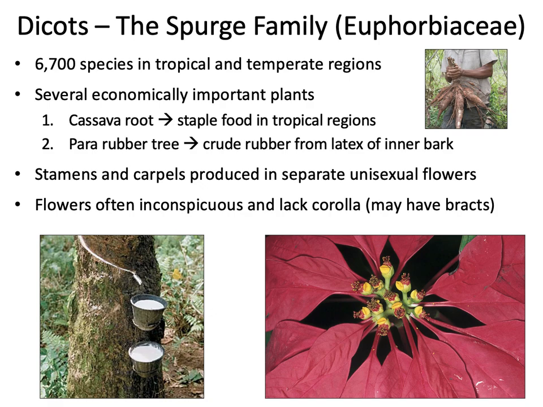The stamens and carpels are produced in separate unisexual flowers in the spurge family, and the flowers are often inconspicuous and lack a corolla. So therefore, to attract pollinators, they often have bracts. For example, we can see a picture of poinsettia, and that poinsettia is a flower that you might see in the holidays for sale at Trader Joe's or at grocery stores, and it has these red bracts that look like flowers.